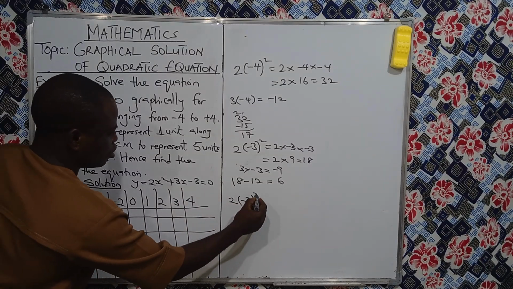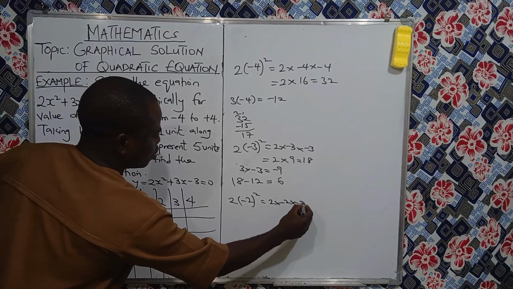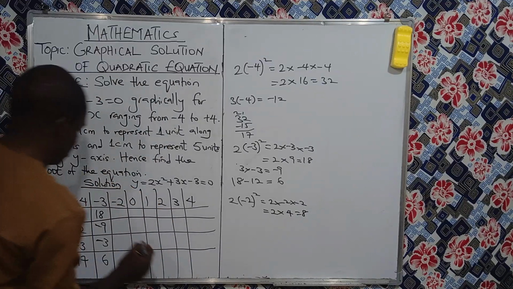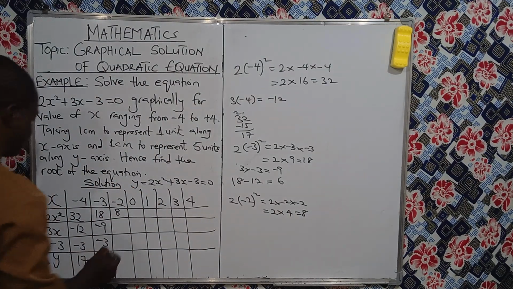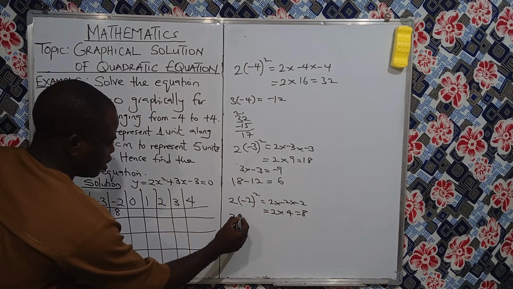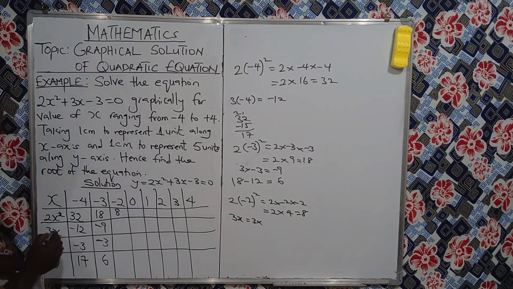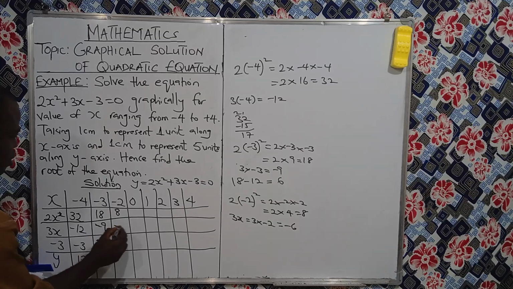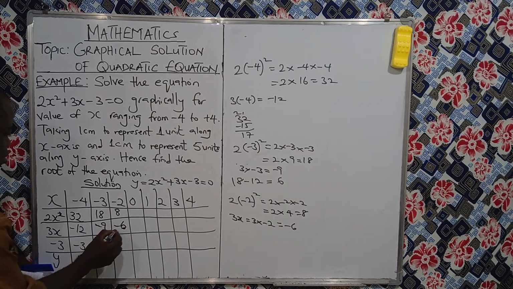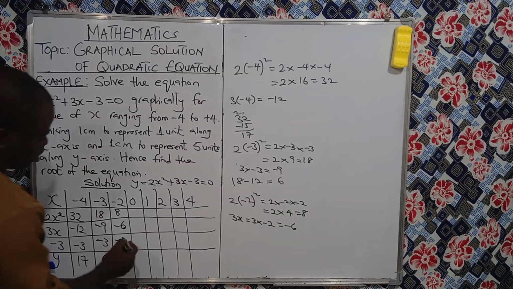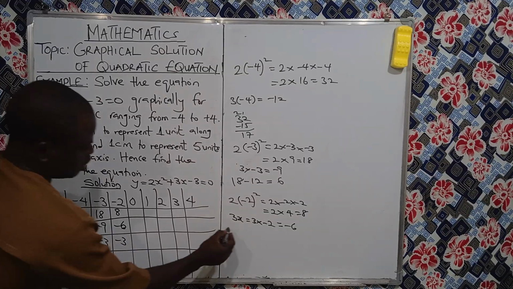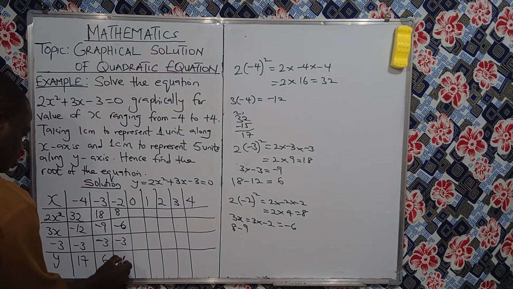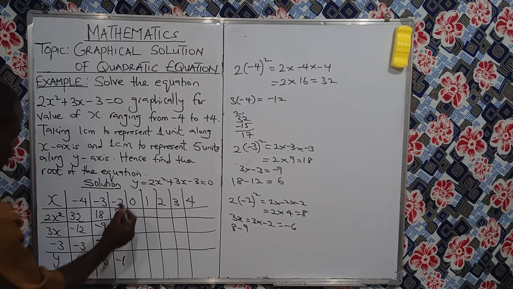Now, if you're 6 here, let's go to when x is minus 2. 2 into minus 2 squared, which is 2 times minus 2 times minus 2, that's 4. 2 times 4, that's 8. We're having 8 here, followed by 3x, which is 3 times minus 2, which is minus 6. You have a minus 6 here. You'll bring your minus 3 down. Now you have minus 6 minus 3, that's minus 9. 8 minus 9, that's minus 1. That's minus 1.